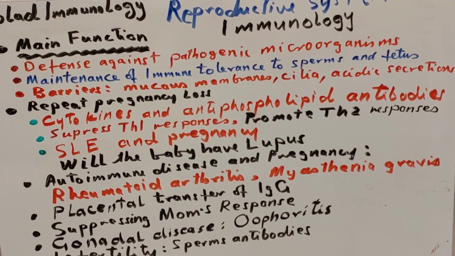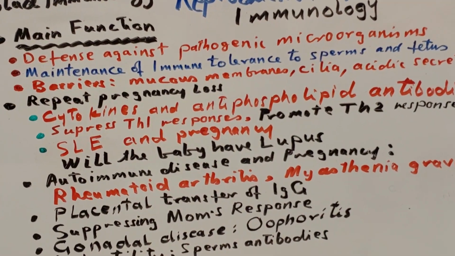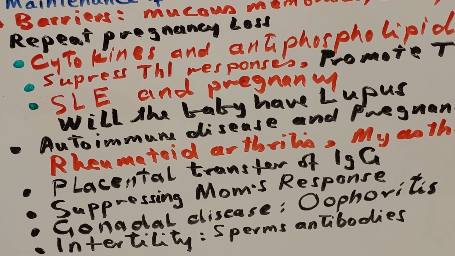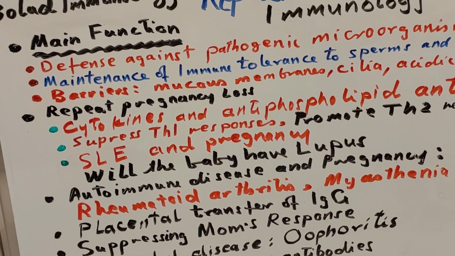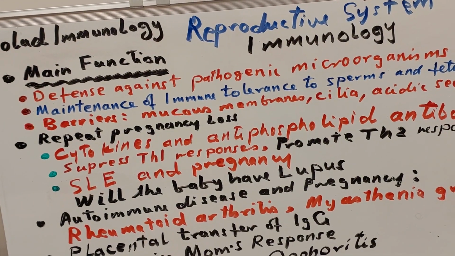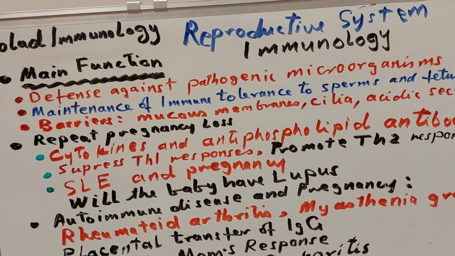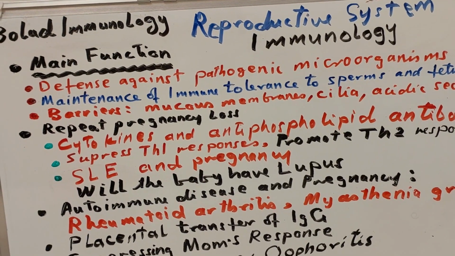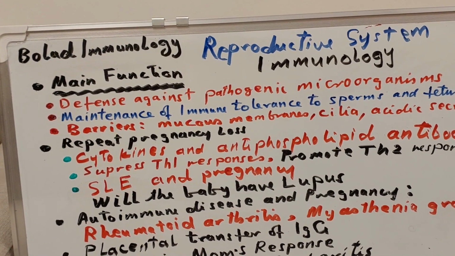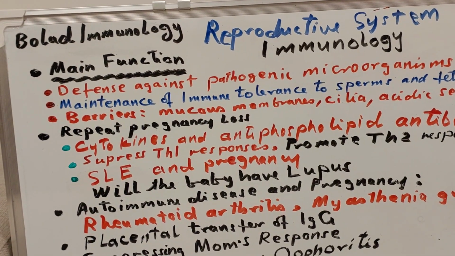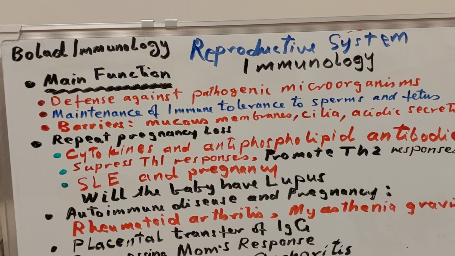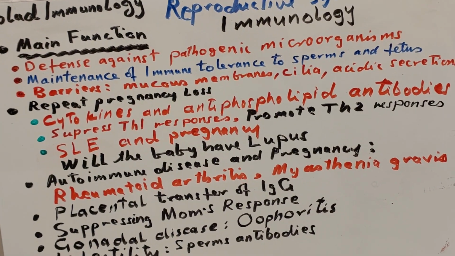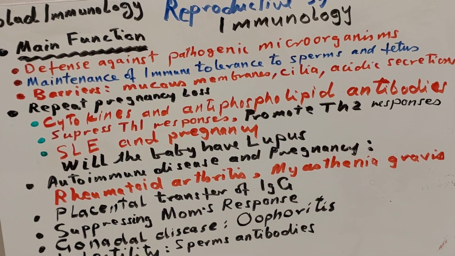So now I'm going to talk about repeated pregnancy loss. As you know, repeated pregnancy loss will be suspected immunologically. Repeated means 3 or more consecutive miscarriages, 3 or more consecutive miscarriages.